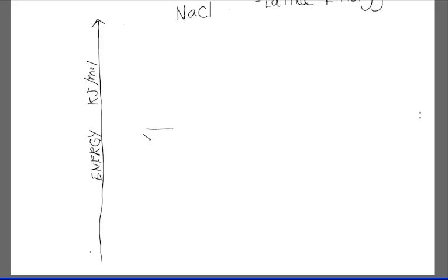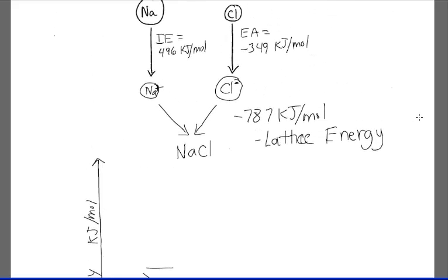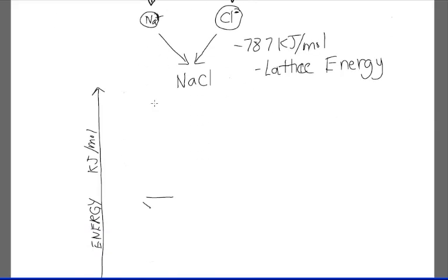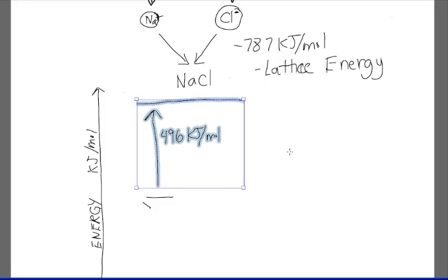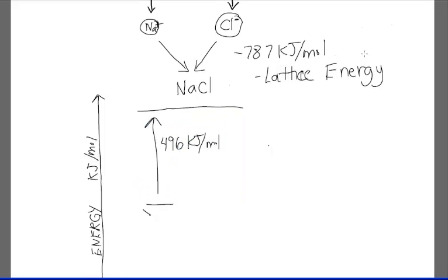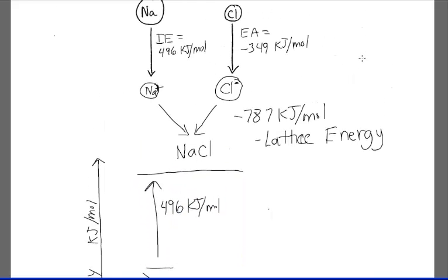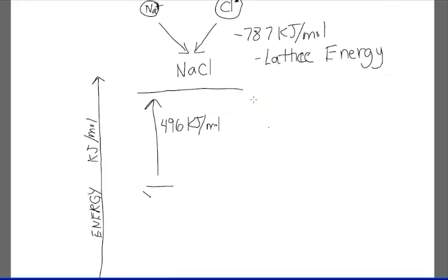As you'll notice from up above, in order to make sodium into sodium ion, that's a positive energy, 496 kilojoules per mole, so we go up in energy by 496 kilojoules per mole. The next thing we're going to do is look at the chlorine, which is negative 349, so we go down in energy by 349.